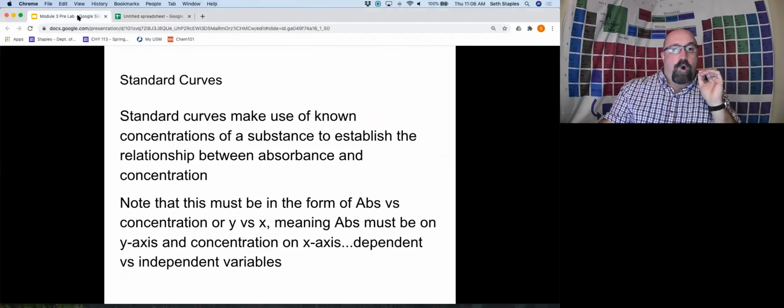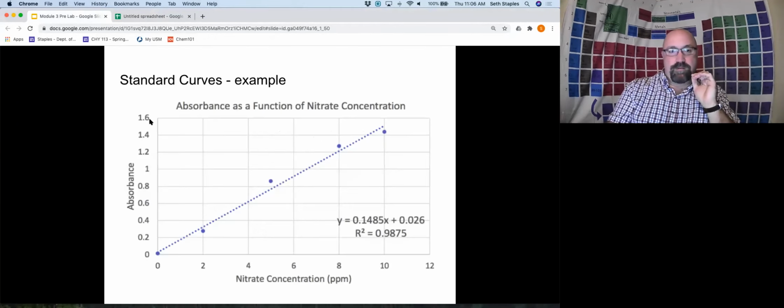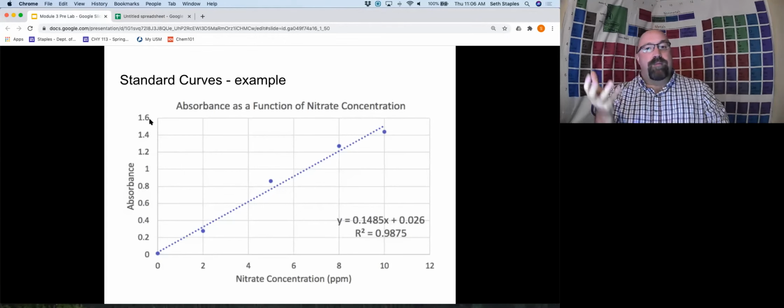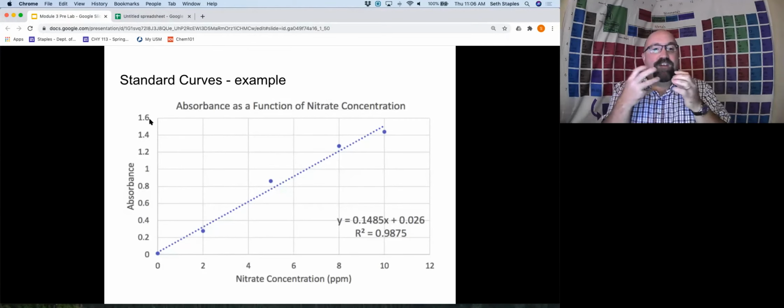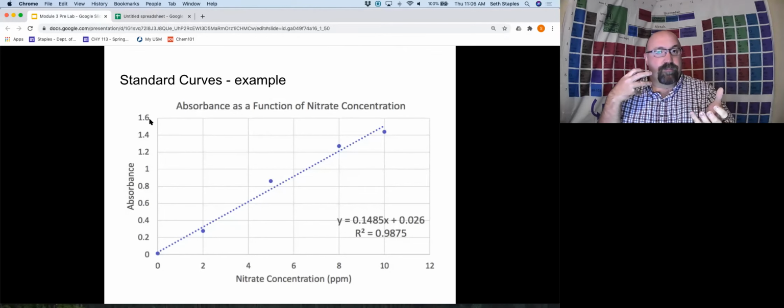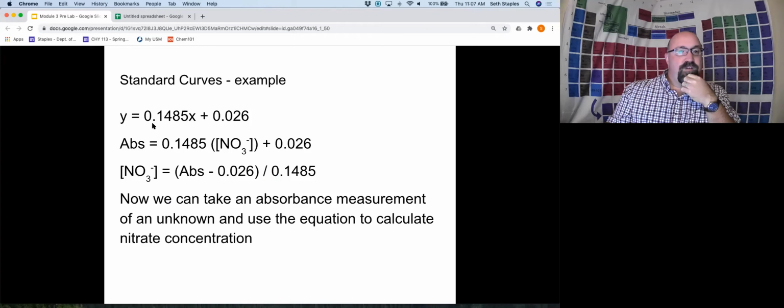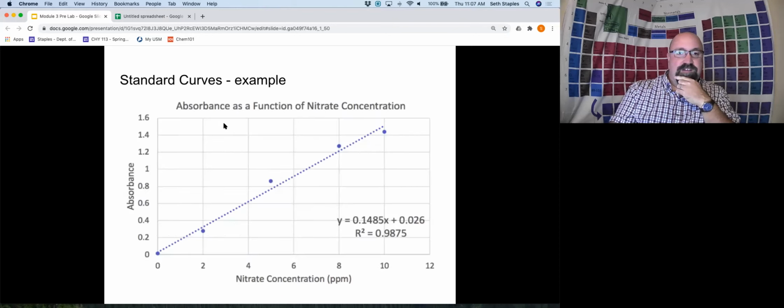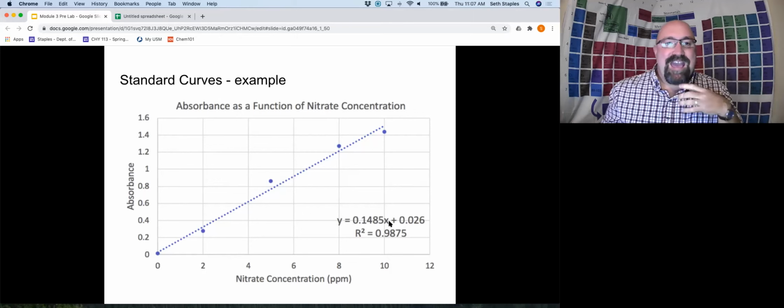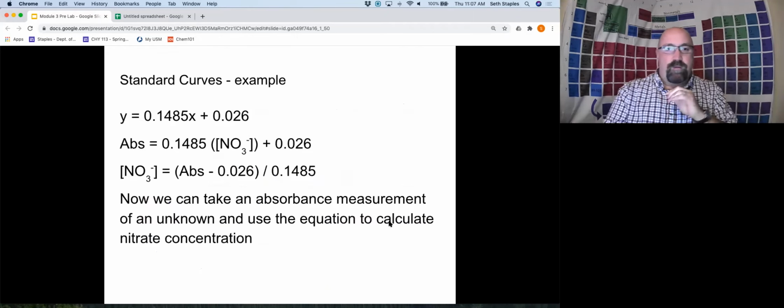And so again, our goal is to come up with this relationship. So we now have our established relationship between absorbance and nitrate concentration. We know what the equation is relating the two of those things together. So let's take a deeper look at that equation. So here's the equation that we came up with right here: 0.1485x plus 0.026. Again, that's just coming from our trend line right here. So that's the equation for our line. That's our equation that establishes the relationship that we're looking for.